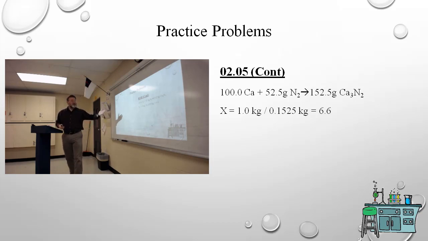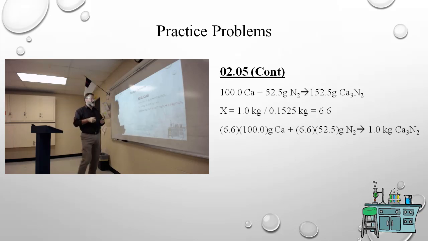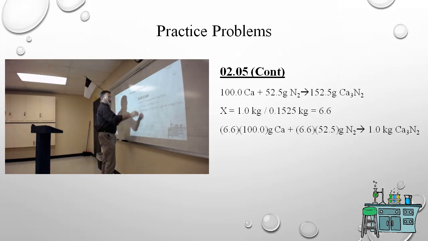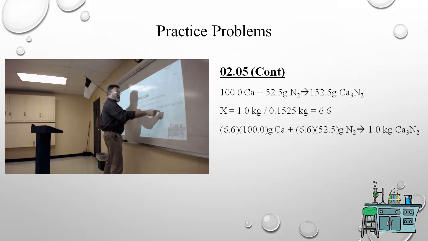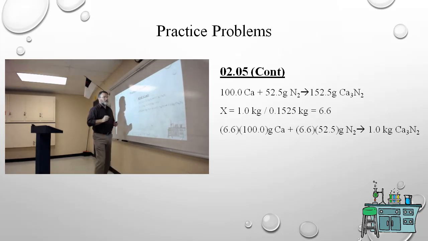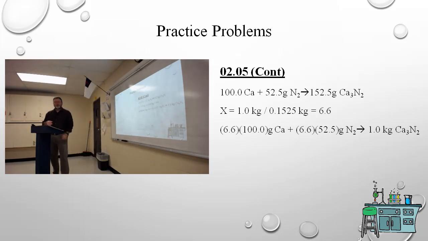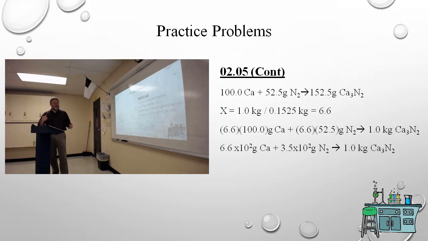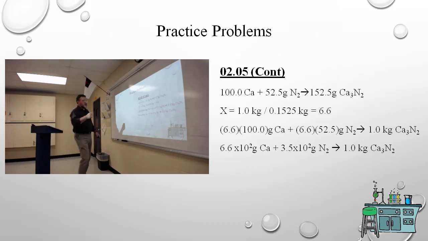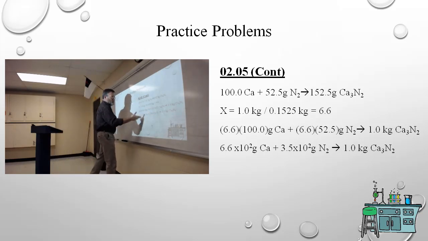Now this is the dimensionless unit here. There's kilograms divided by kilograms, no units. It's just a number, it's a multiple. We need 6.6 of the perfect recipe, we need 6.6 of them. So we take 6.6 times the perfect recipe, 6.6 times 100, and 6.6 times 52.5. That produces 6.6 times 152.5, which we already know is a kilogram. Okay. And we do the math. Just multiplying here, here, here, and here.